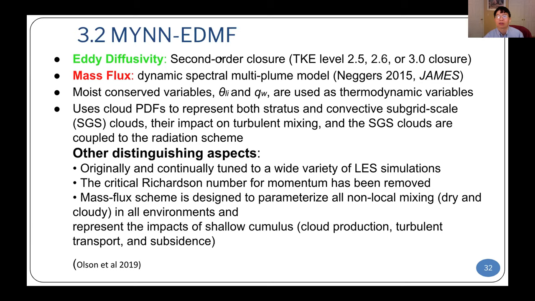Then for the mass flux, they use a dynamic spectral multi-plume model. It has moist conserved variables. It uses cloud probability distribution functions to represent stratus and convective subgrid scale clouds. The impact on turbulence mixing is considered. There are also other distinguishing aspects, including that the mass flux is designed to parameterize all the local mixing in all environments and represent all the impacts of shallow cumulus in the PBL.